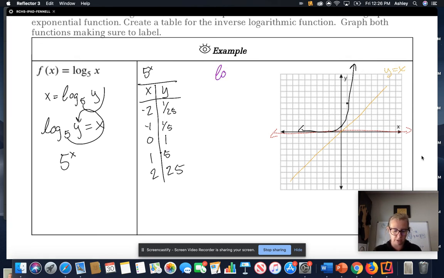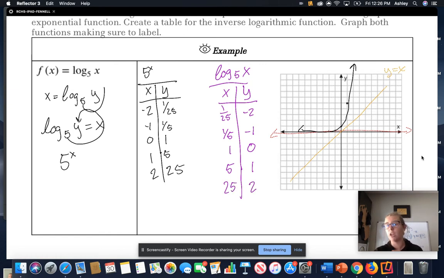Okay, so if we have log base 5 of x, again, that's the inverse of the exponential 5 to the power of x. Well, what do we know about inverses? The x and y's switch, right? Our inputs and outputs swap. So all we're going to do is take our table and do the inverse. So 1 over 25 would give me an output of -2. 1 over 5 would give me an output of -1. 1 would give me 0. 5 would give me 1. And 25 would give me 2. Okay, so that's our logarithmic function.